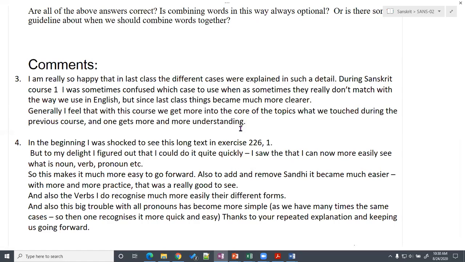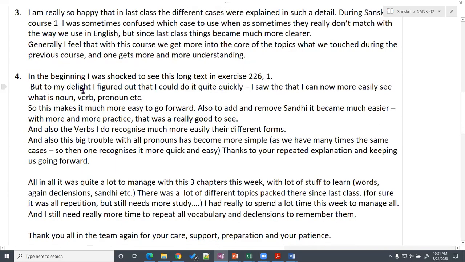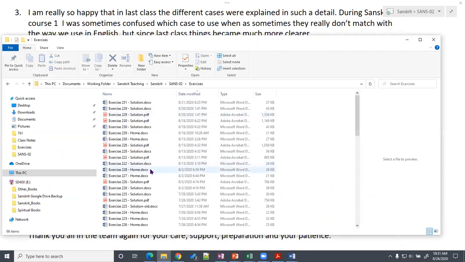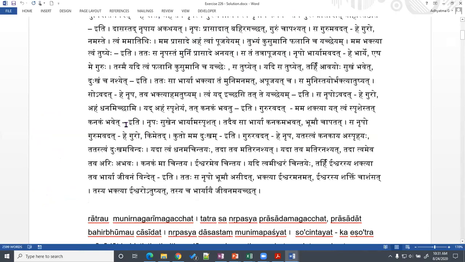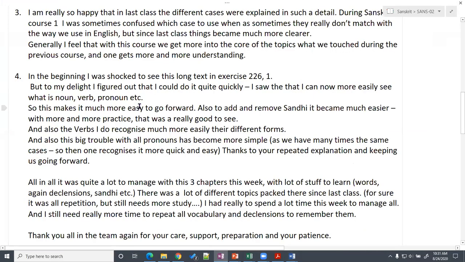As we saw when we started this course, a lot of the exercises were built upon the concepts we touched in course 1, but the exercises were longer and more difficult than in course 1, which helped me to learn those concepts in greater detail. This is another comment: In the beginning, I was shocked to see the long text in exercise 226.1. Indeed 226.1 was a long exercise, and this was the text in 226. But to my delight, I figured out that I could do it quite quickly.